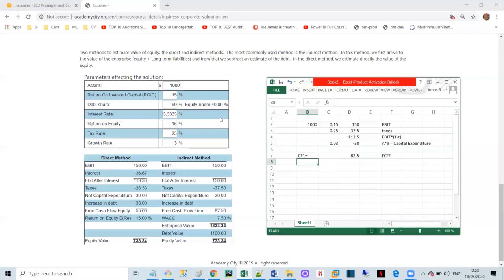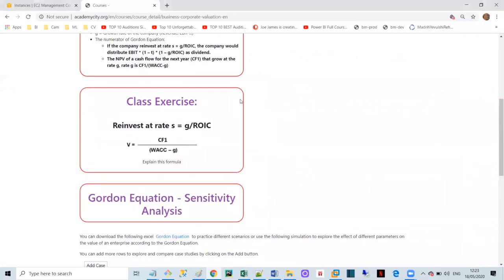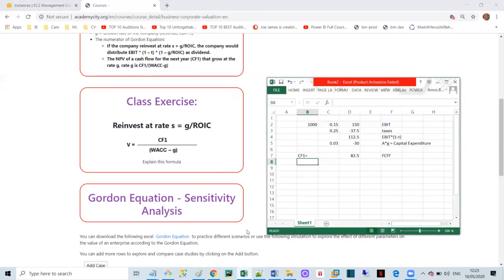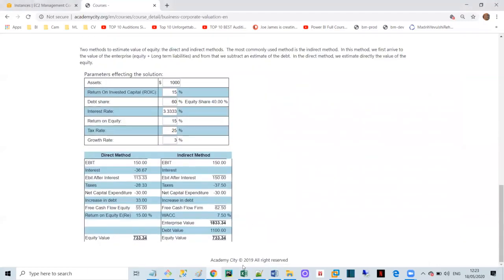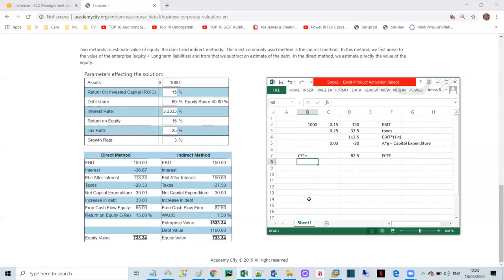According to the equation we have here, like we did a simplification, we take that amount and divide by the WACC minus G. So let's go back to here. I have the WACC. In a minute, we'll do the calculation of the WACC. The WACC is simply 15% times 40% plus 40% of the 3.3%. I will come back to that in a second. But let's accept for now that the WACC is 7.5%.